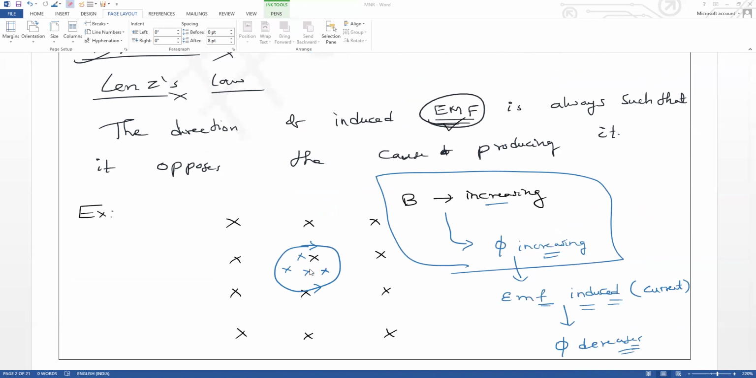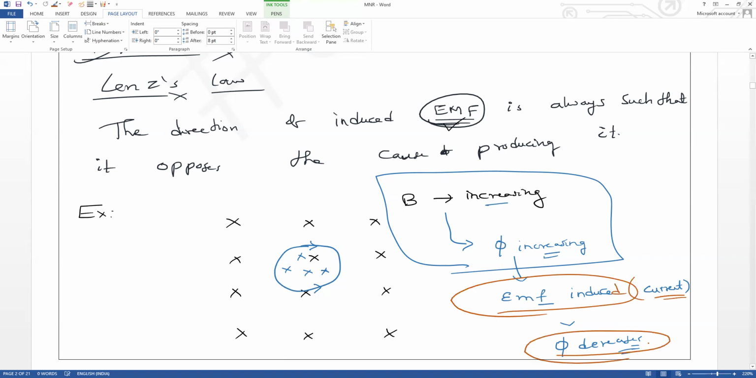So now if I apply the right hand thumb rule, all my curled fingers, the direction of magnetic field is the direction of thumb, and all four fingers are curling, so it will be clockwise. But once the EMF is induced, what is going to happen? Magnetic flux increases, current is going to be induced. Once EMF is induced, again magnetic flux is going to decrease.